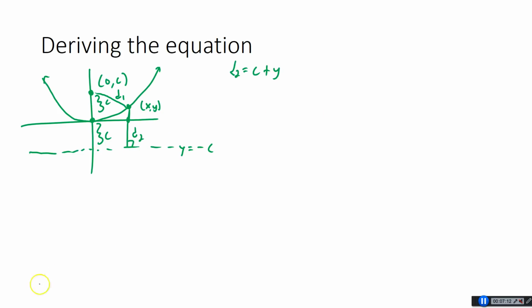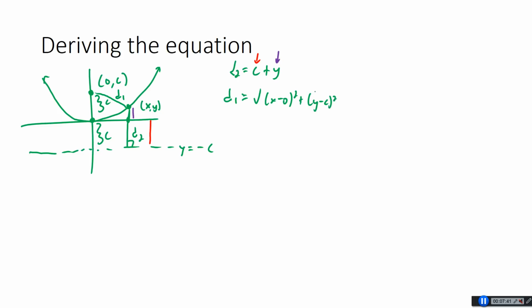Right, C from here to here. Let's kind of get some colors in here. So this distance right here is the C. And then this distance right here is the y. Right, so C plus y gives me that vertical distance. Now this guy over here we're going to have to use the distance formula for. So D1 is going to be equal to the square root of x minus 0 squared plus y minus c squared.